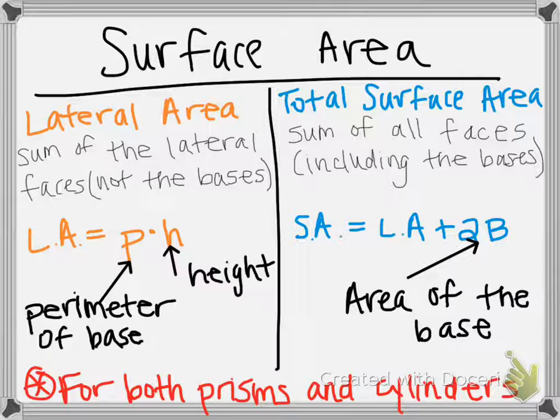And now that you see a capital B, note that capital B is the area of the base. It's not referring to one single dimension or one side of the base. So if I were referring to one side, we would use a lowercase b. But since I'm using an uppercase B, that means the area of the base.